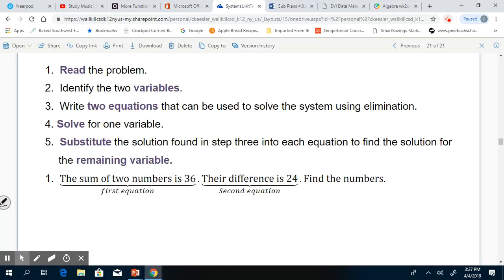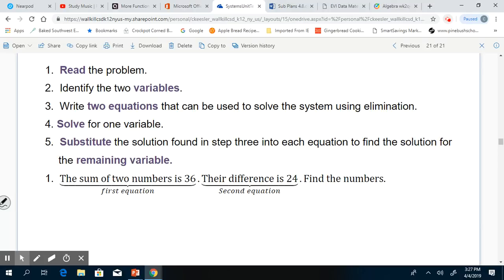4, solve for one of the variables. 5, substitute the solution found in step 1 through step 3 into each equation to find the solution for the remaining variable. So I'm going to do the first 4 examples with you, I think, and then you're going to try the last 2 on your own.